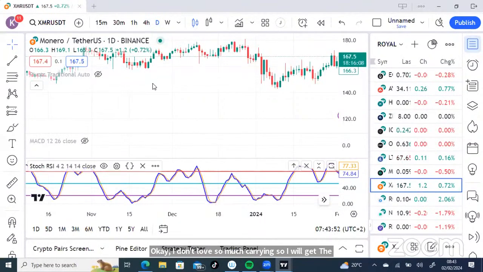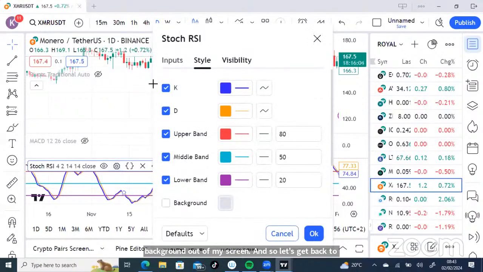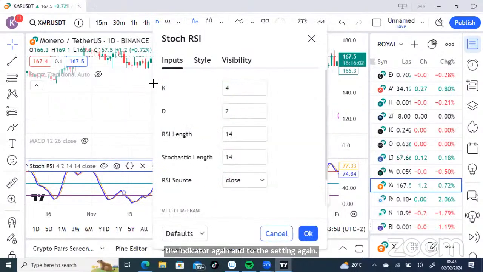And so let's get back to the indicator again and to the setting again, ladies and gentlemen, and back to the input. And the input here, leave this to be a 4, leave this to be a 2, and the relative strength length, let it be 14, the stochastic strength, let it be 14.